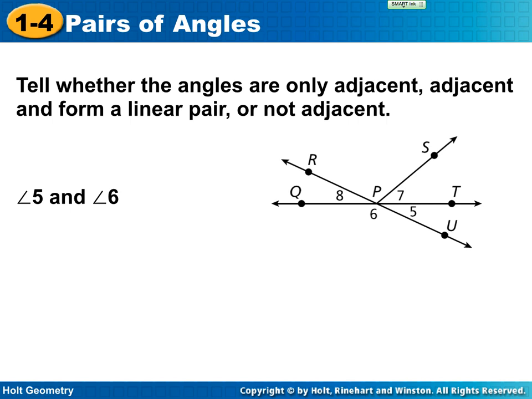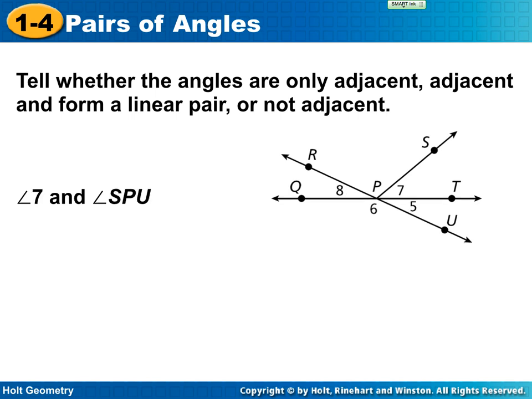Show me. That one was adjacent and linear pair. We did better on that one. How about on the same picture, angle 7 and angle SPU? Read your definitions if you need to.